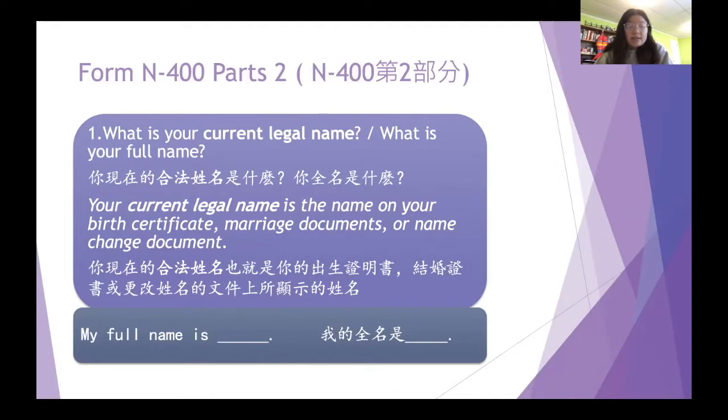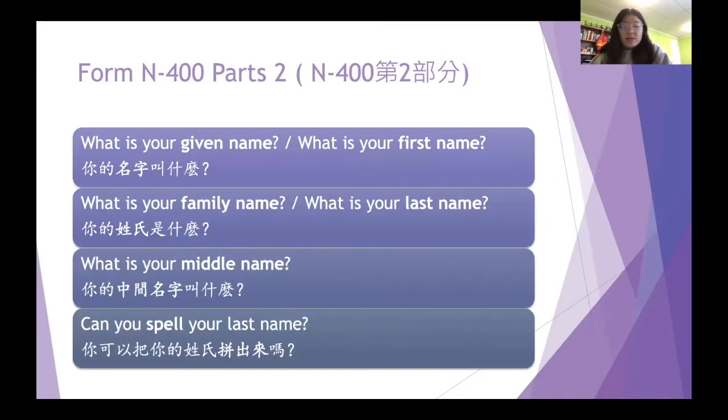你现在的合法姓名是什么？你全名是什么？Your current legal name is the name on your birth certificate, marriage documents, or name change document. 你现在的合法姓名，也就是你的出生证明书、结婚证书或更改姓名的文件上所显示的姓名。Birth certificate 是出生证明书，marriage document 是结婚证书，name change document 是更改姓名的文件。What is your given name?